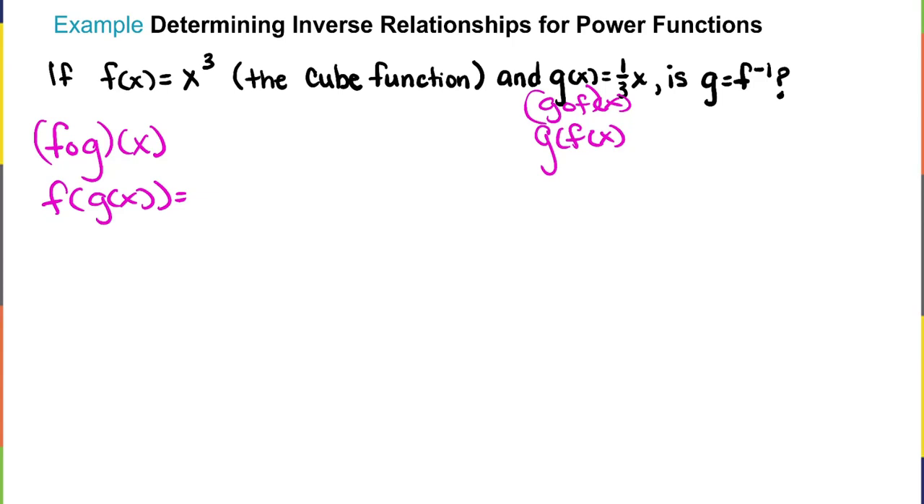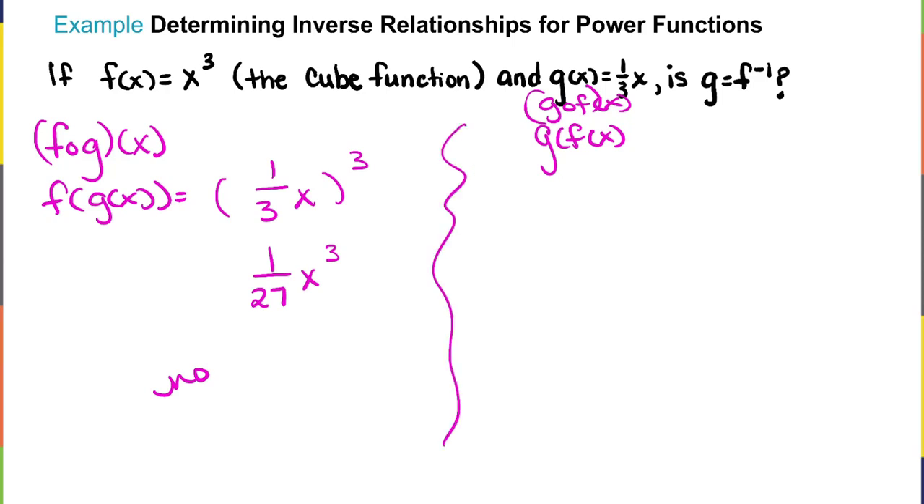So let's do f of g of x. So f of x is x to the third, we're replacing x with g of x, which is 1/3 x. So then we get 1/3 x to the third, which would be 1 over 27 x to the third. That's not x. So no, they're not inverses. But we'll try the other way just in case, just to double check. G of f of x, g is 1/3 times x, and x, in this case, is x to the third. So we get 1/3 x to the third. Again, any way that you look at it, we do not get an inverse function.